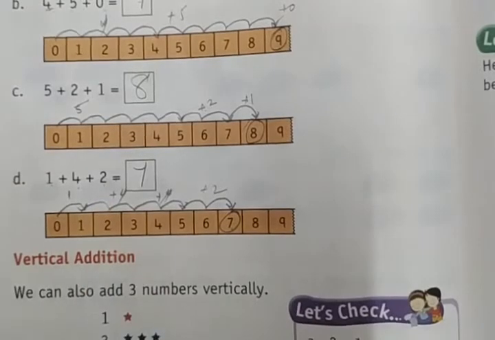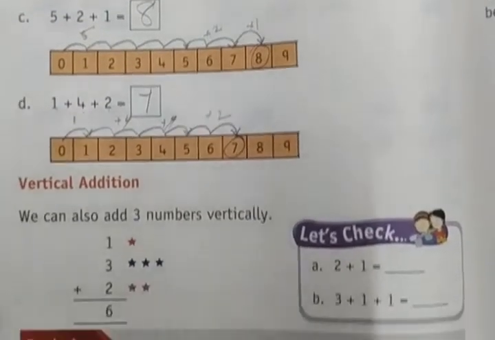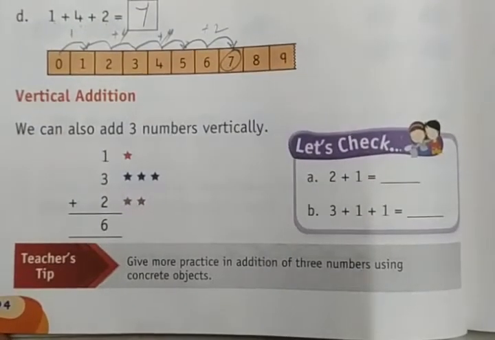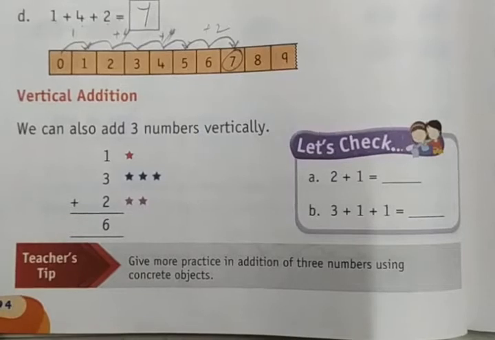So like this we can add on the number strip. This is all about exercise number 3.9. Let us move on to the vertical additions, that is the exercise number 3.10. Okay, exercise number 3.10. Right?